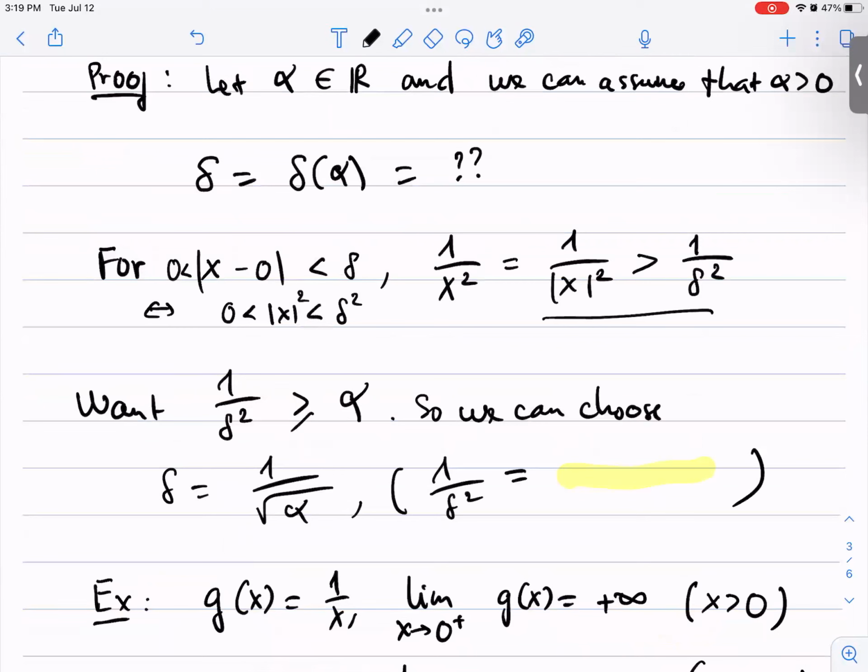So we want to show that for x within delta neighborhood of 0, then the function is bigger than alpha. That is, for 0 smaller than the absolute value of x minus 0 smaller than delta, then 1 over x squared, which is equal to 1 over the absolute value of x squared. And because the absolute value of x here is smaller than delta, so 1 over x squared is greater than 1 over delta squared.